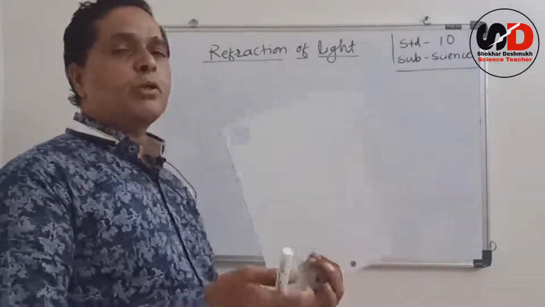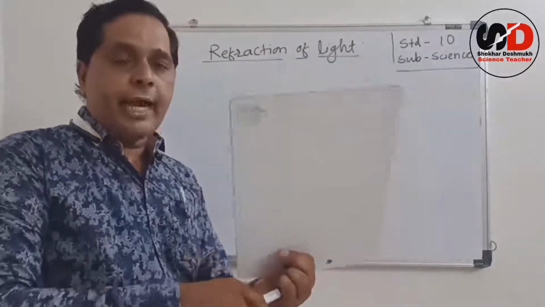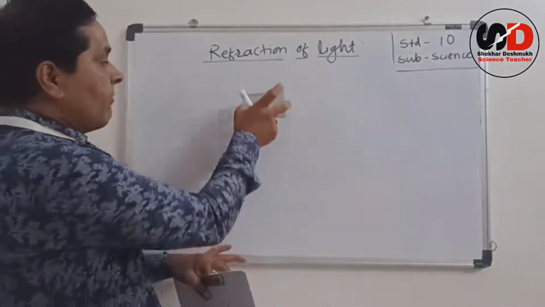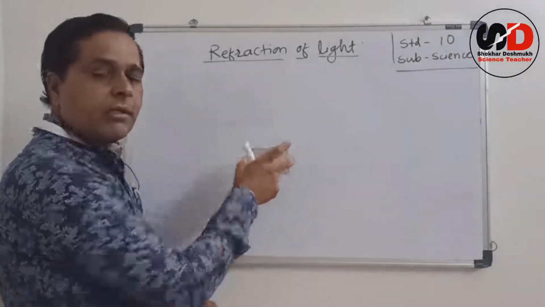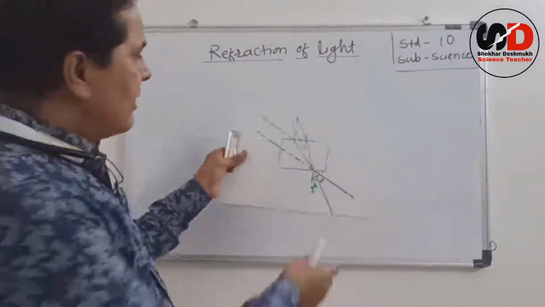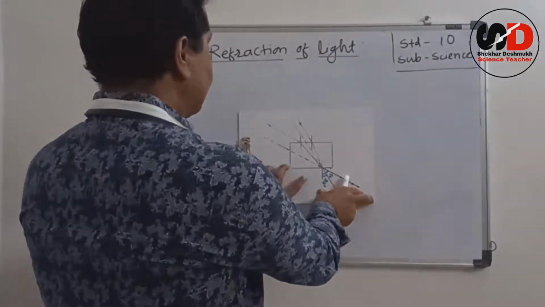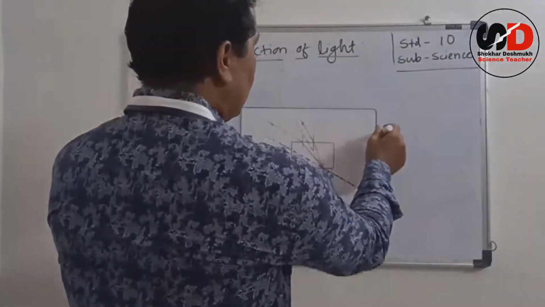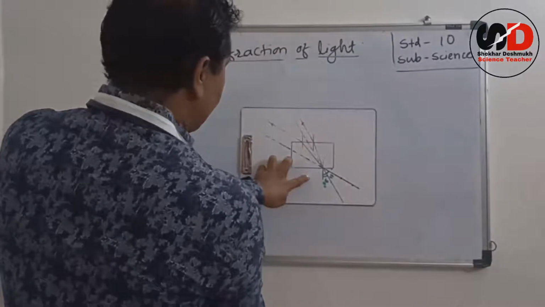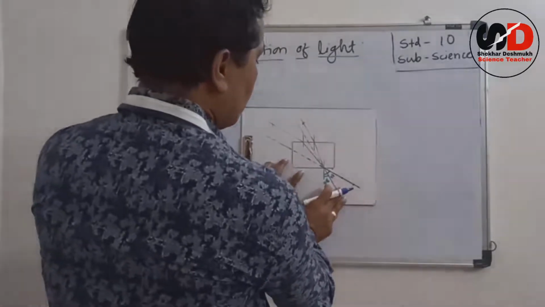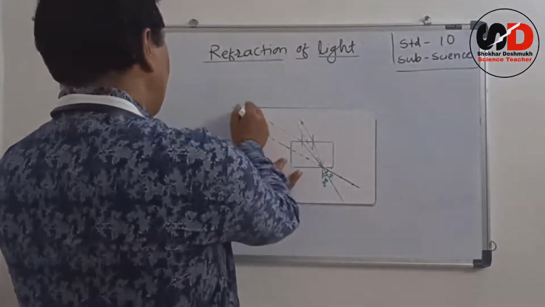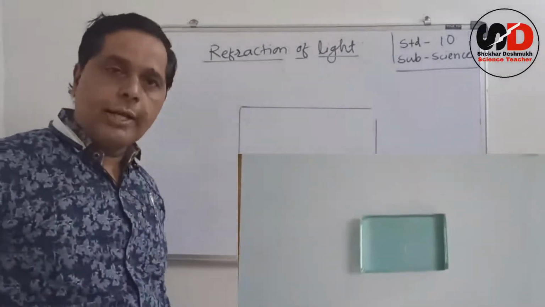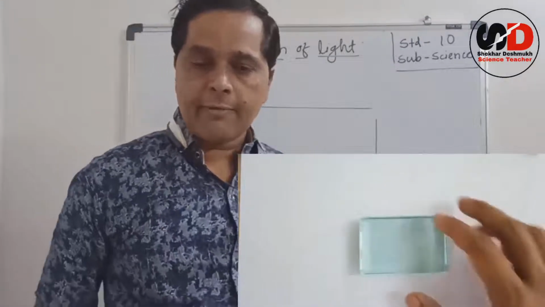Suppose this is a glass slab. If we actually use the glass slab, it is very small in size, so I cannot perform the experiment with it here. So suppose this is a glass slab. What you have to do is just draw the outline. Draw the outline and take the glass slab away.